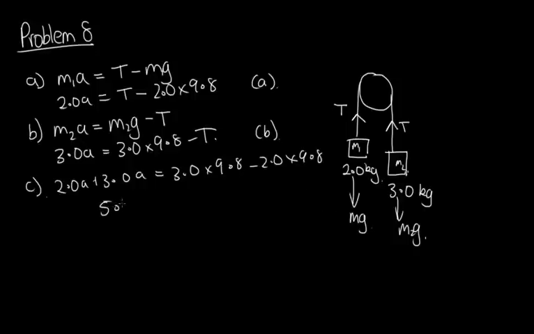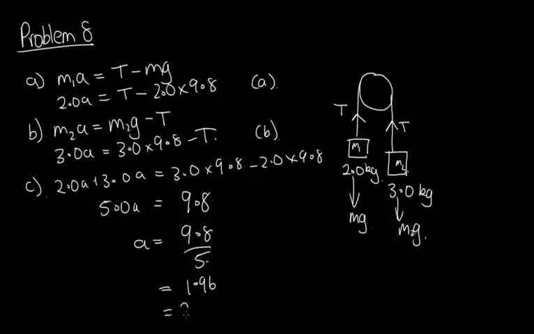So we've got 5.0a is equal to, we can take 9.8 out as a common factor, and we've got 3 minus 2, which is just 1. So this is 9.8, and so the acceleration is just equal to 9.8 on 5, which when we solve it on the calculator, or you can do it in your head, we get 1.96, except that we only want it to 2 significant figures, so this is 2.0 meters per second per second.